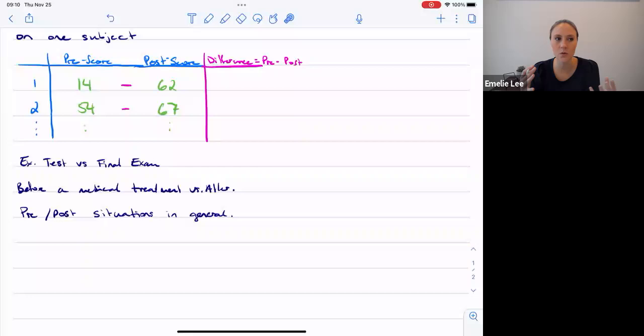So what we end up doing is we analyze the differences. As long as we're consistent in the order that we do the subtraction, because otherwise you're going to flip-flop and then it won't make sense. So 14 minus 62 puts us at negative 48. 54 minus 67 puts me at negative 13. So in general, there was a difference of 48 and a difference of 13. And then we would keep going.